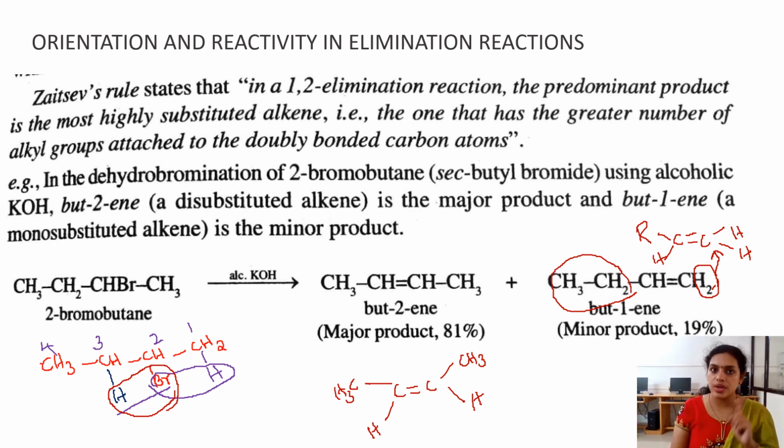Just one. In the case of 1-butene, there is only one alkyl substitution, but in the case of 2-butene, there are two alkyl substitutions around the carbon-carbon double bond. So 2-butene is the major product. Okay.